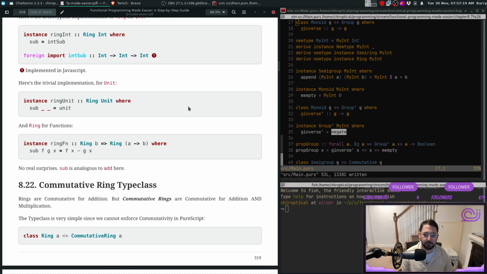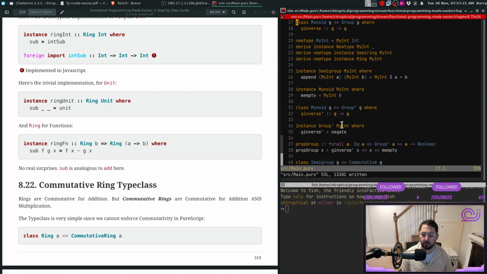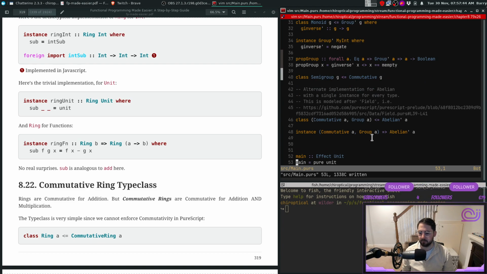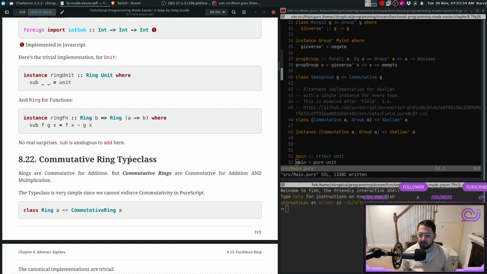And they must commute, right? It needs to be commutative. Yes, exactly. Monoid exists in the hierarchy, so it would be semigroup at the top, then monoid, then group, then abelian. I think there may be some other stuff in between there that I'm unfamiliar with, but this is the hierarchy that's in PureScript today, as far as I know. I don't know that it has changed.